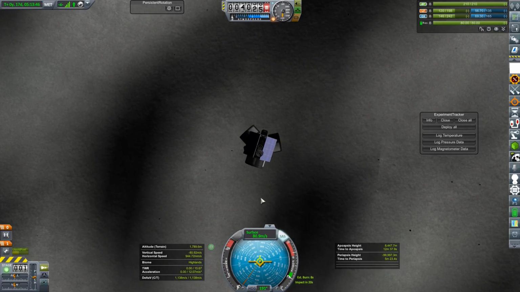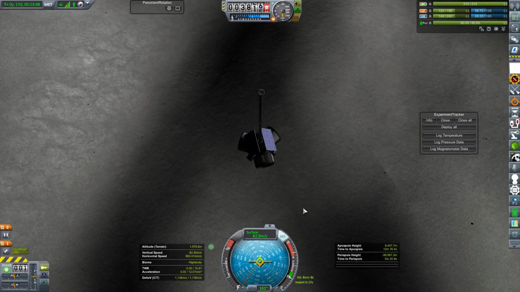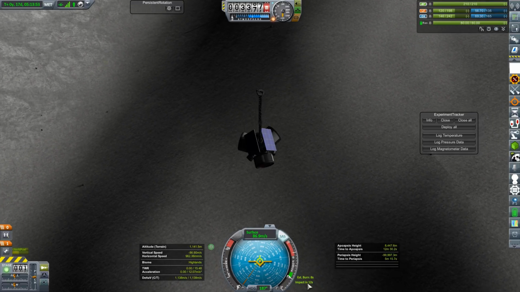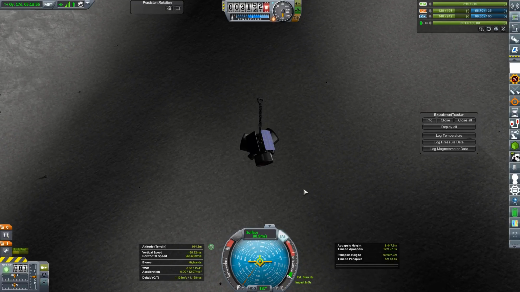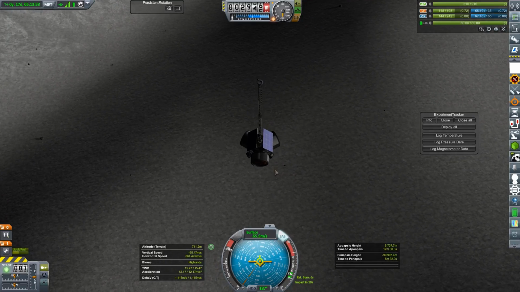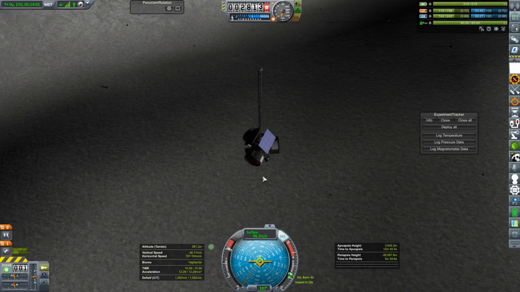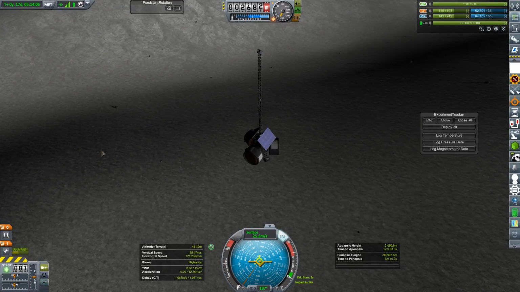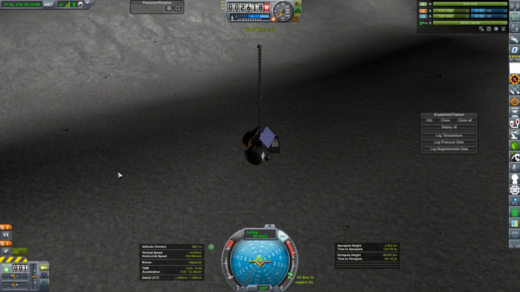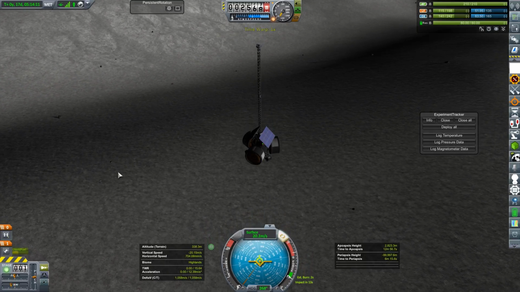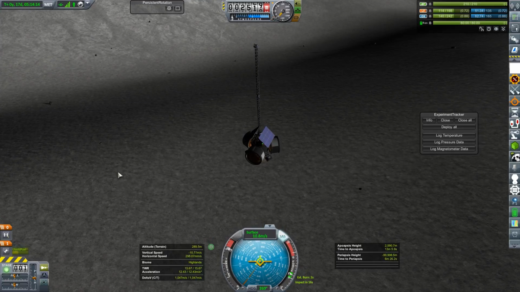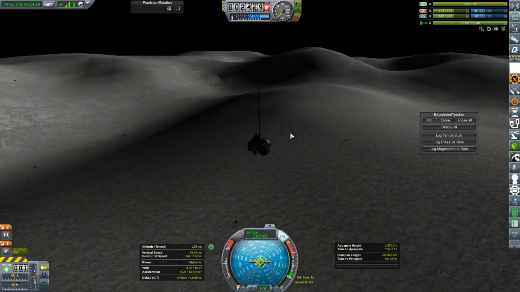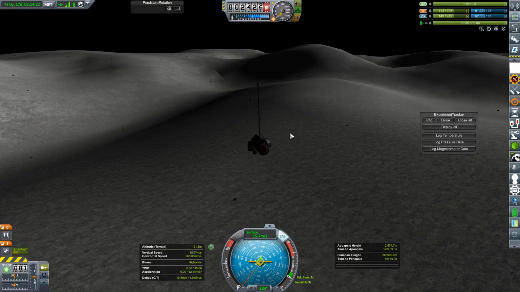I'll try and gauge how steep it is when I get closer. I'm not a fan of suicide burns, which is what this would be if I waited until I had 8 seconds. So I'm going to lead it just a little and spread it out. This isn't looking too bad. 18 meters a second. I want to probably try and get it down around 2. Doesn't look like I'll tip over.